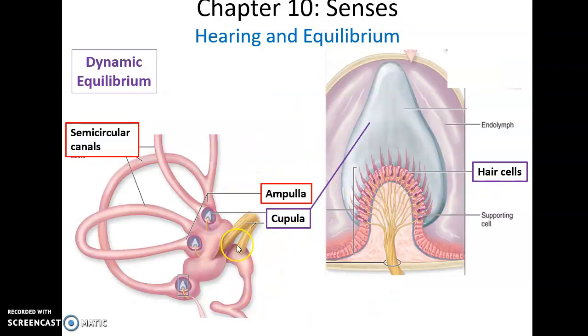All right, dynamic equilibrium, again, is found within the semicircular canals, specifically in the widened area of the canals called the ampullas. And in the ampullas, you find a crista, where you have epithelial cells providing support for hair cells. You have this cartilaginous structure called the cupula, and then the hairs of the hair cells are embedded in the cupula. And also remember that the semicircular canals are filled with fluid, so the cupula is surrounded by fluid, the endolymph.